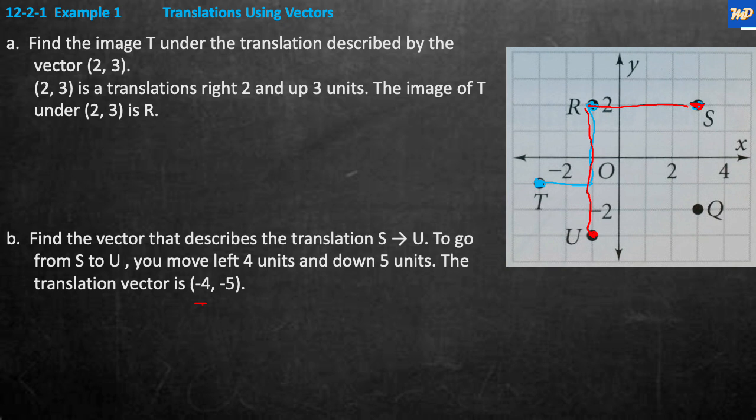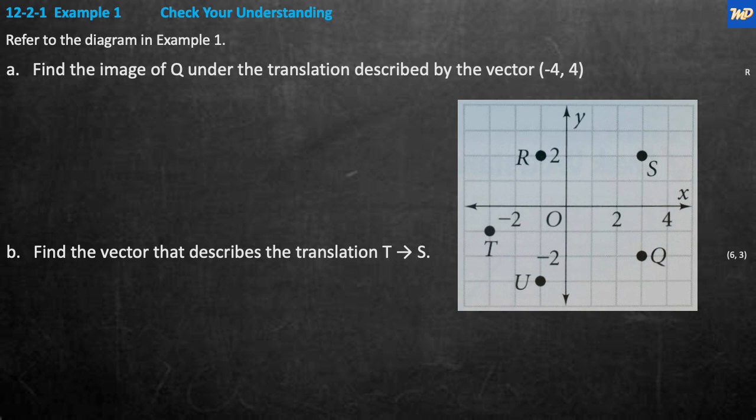Okay, example 1, check your understanding. Refer to example 1. I brought the picture down so you don't have to go back and look through the slides. In A, it says find the image of Q under the translation described by the vector -4, 4. And B says find the vector that describes the translation from T to S. So go ahead and give it a try. When you come back, we'll look at it and do it together.